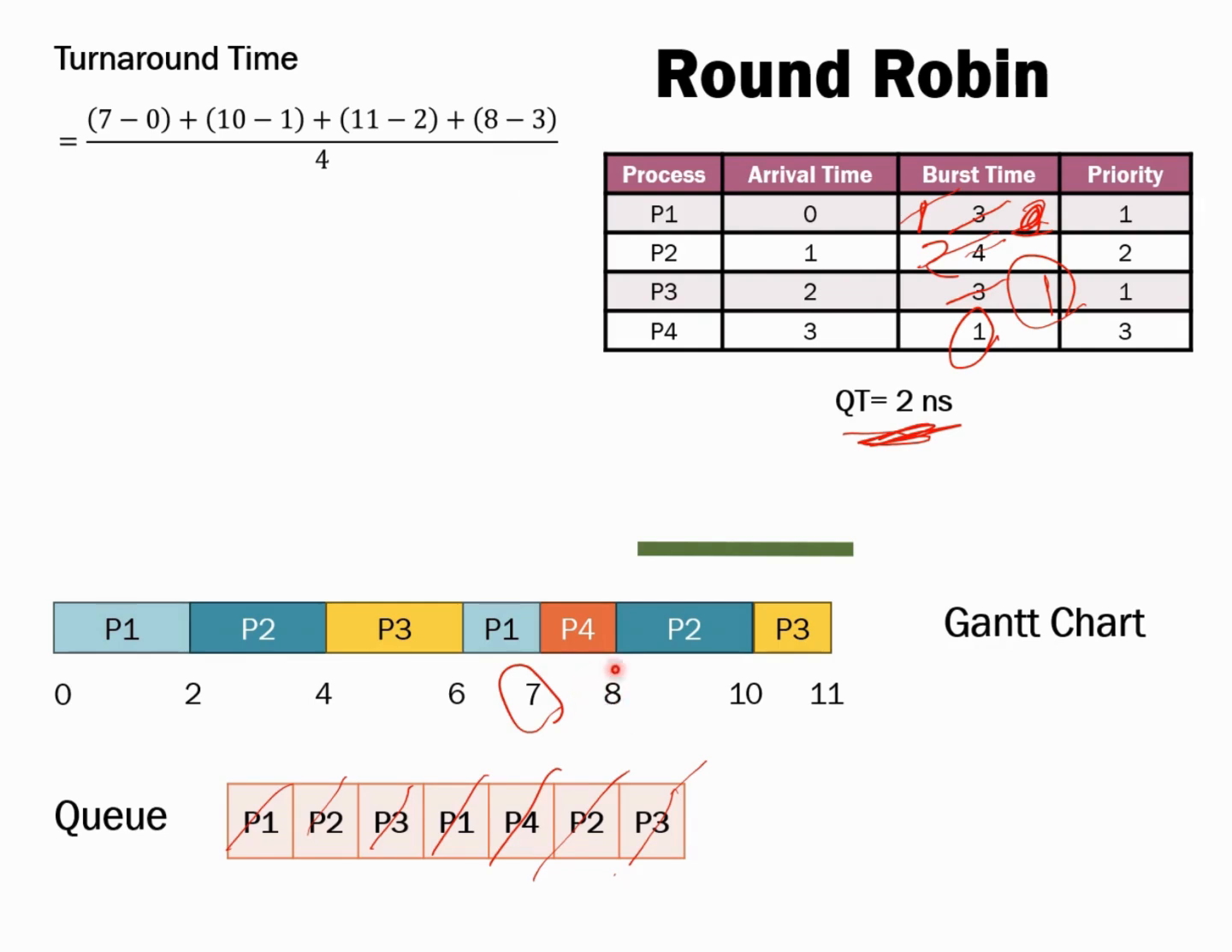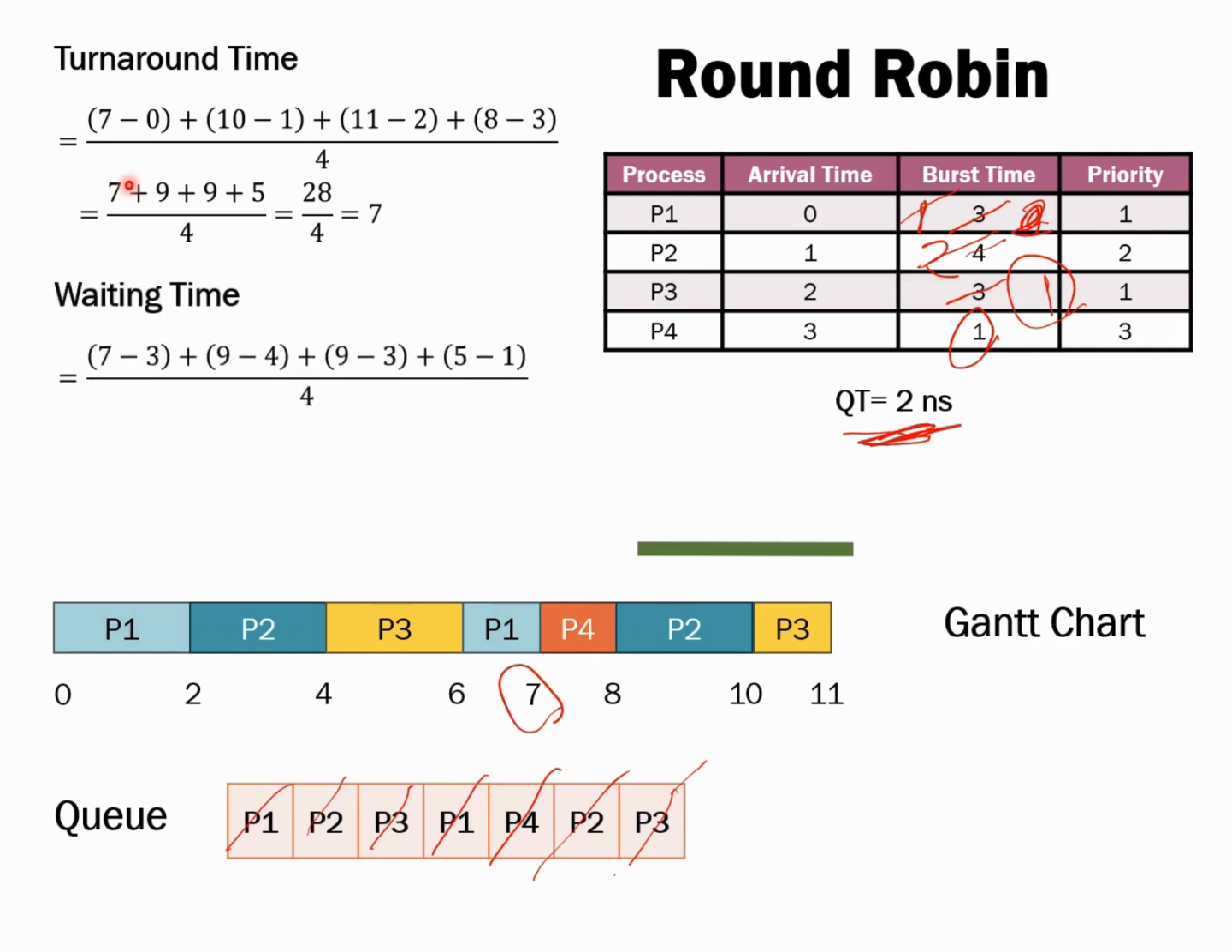And P4 is completed at 8, so 8 minus arrival time 3. As we can calculate, 7 minus 0 is 7, 10 minus 1 is 9, 11 minus 2 is 9, and 8 minus 3 is 5. To calculate the average turnaround time: 7 plus 9 plus 9 plus 5 gives 28, and with 4 processes, divided by 4, we get 7 as the average turnaround time.